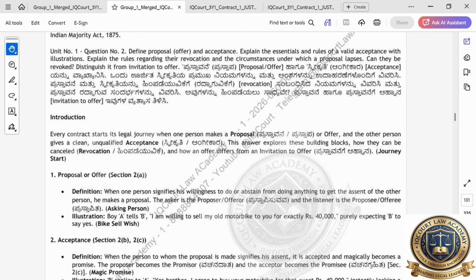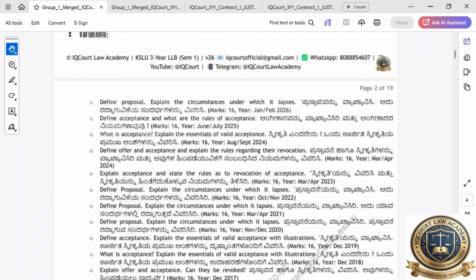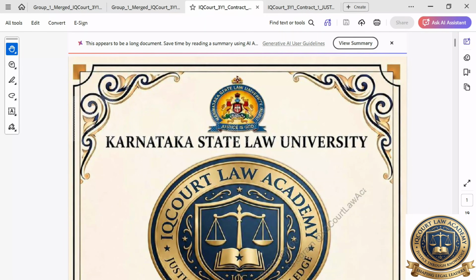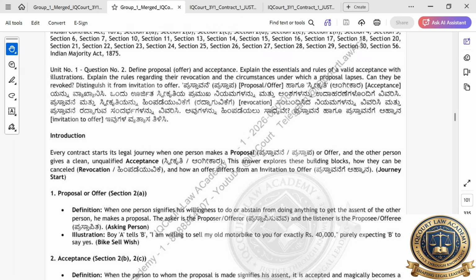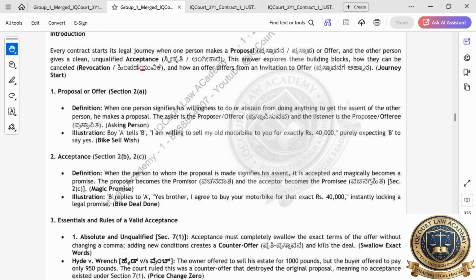Define offer. Explain essential rules for valid acceptance and illustrate with examples. Revocation, everything we have covered. This is the study material. We have covered everything in a single question. That is the beauty of IQCourt study material, we combined everything in a single question. You just have to study. Everything we have covered: revocation, circumstances of lapse, can they be revoked? Distinguish it from the invitation to offer. That is the way we explained.